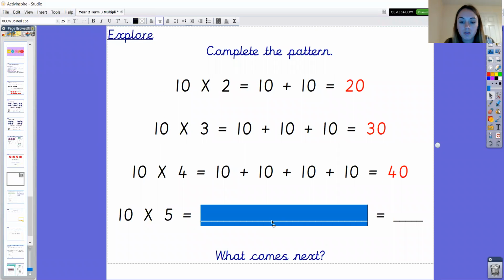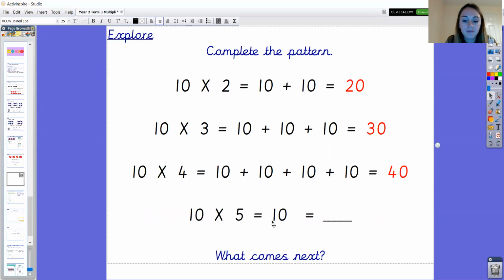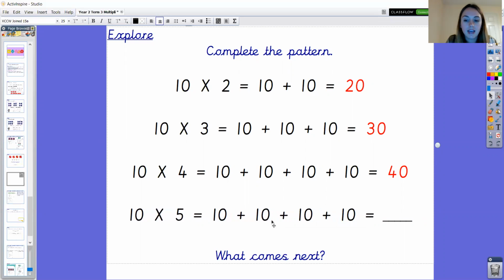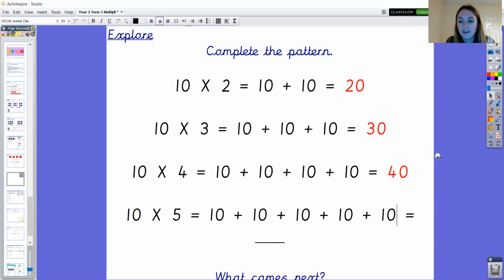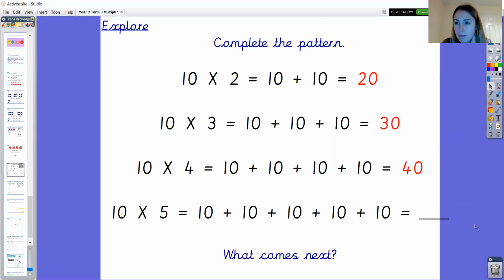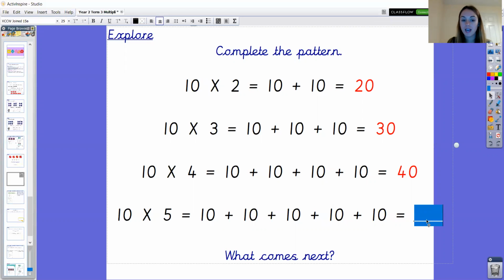So I am going to write 5 lots of 10. So 10, add 10, add 10, add 10, add 10. Brilliant. Let me just check my repeated addition. 1 group of 10, 2 groups of 10, 3 groups of 10, 4 groups of 10, 5 groups of 10. Brilliant. So the total of 10 lots of 5 or 5 lots of 10 is 50.